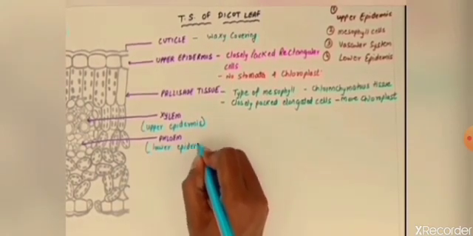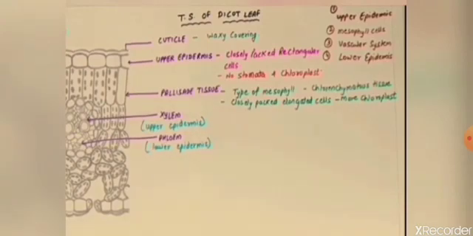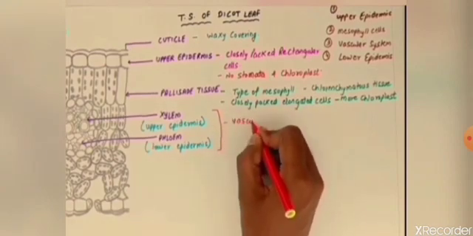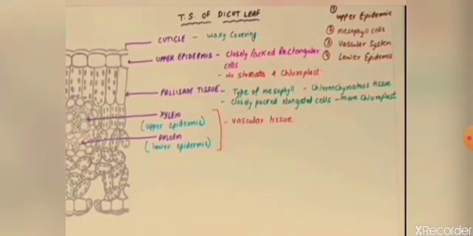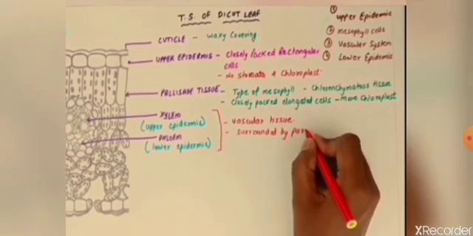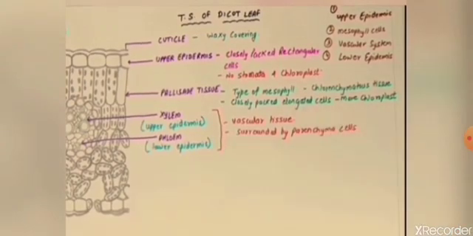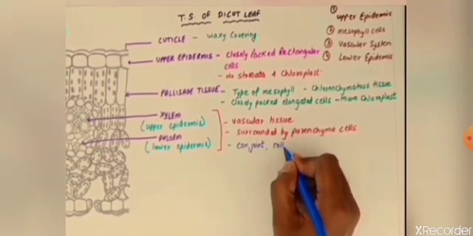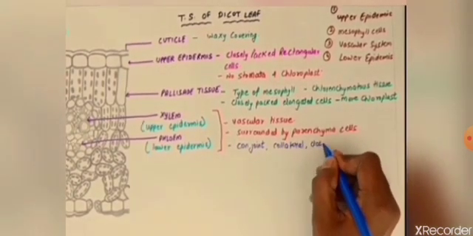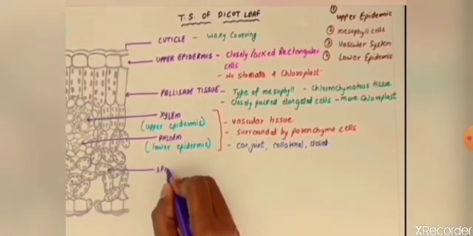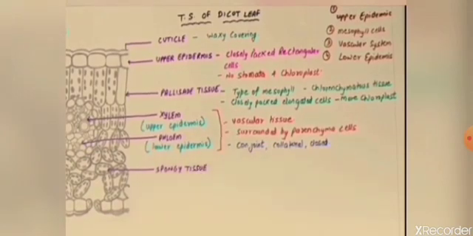Next you have the vascular bundle, where you have the xylem vessels marked there and the phloem vessels. Towards the upper epidermis you can see the xylem vessels, and towards the lower epidermis you can see the phloem vessels. Together xylem and phloem make the vascular tissue, and it is surrounded by parenchyma cells. The vascular bundle is conjoint, that is, the xylem and phloem are joined together on the same radius, and collateral, and it does not have cambium cells, so it is closed type.